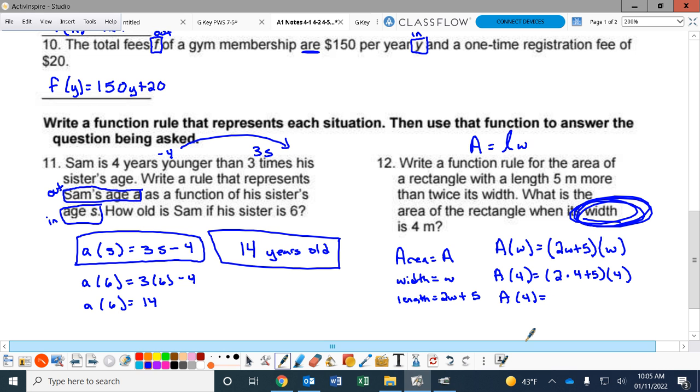Okay, let's see. 2 times 4 would be 8. 8 plus 5 would be 13, and 13 times 4. I'm gonna wait until I'll do that. What's that give you guys? 52. Now, because this is a unit, it needs to be specific. For area, it's square units, so it's 52 what? Meters squared. Needs to be square units, guys. Area is always square units.